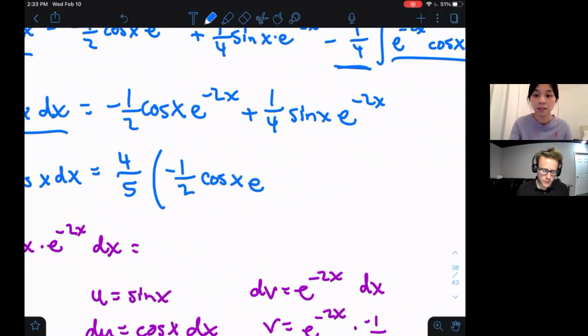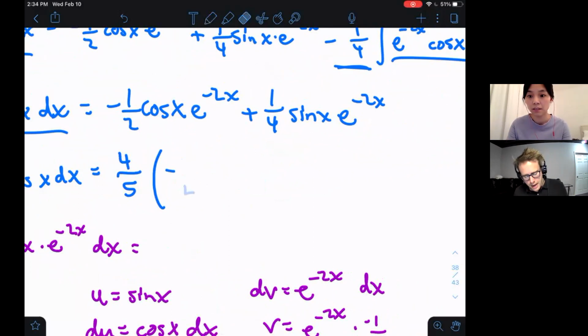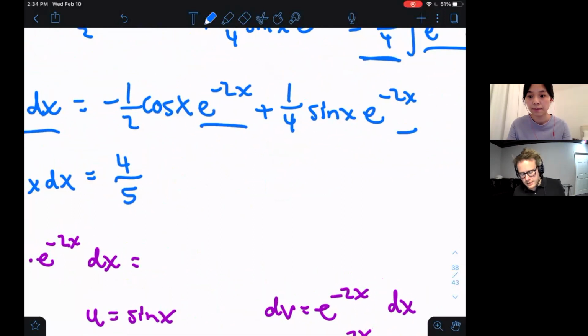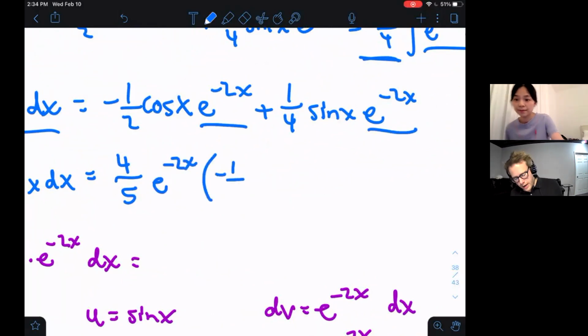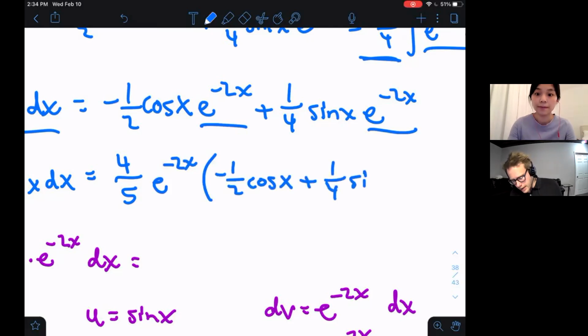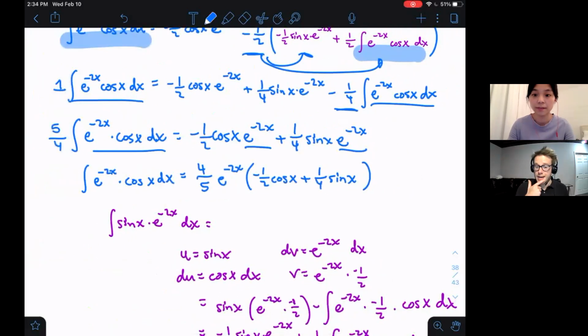By the way, if I was entering this into WebWork, I would probably do a few things here. I'm happy with this, I suppose. But I would factor out, I see both of these pieces have e to the negative 2x. So I'd probably factor that out. And then I'd be left with negative 1/2 cosine x here and plus 1/4 sine x for my second term. And of course, anytime we take an antiderivative, we should have this constant of integration.